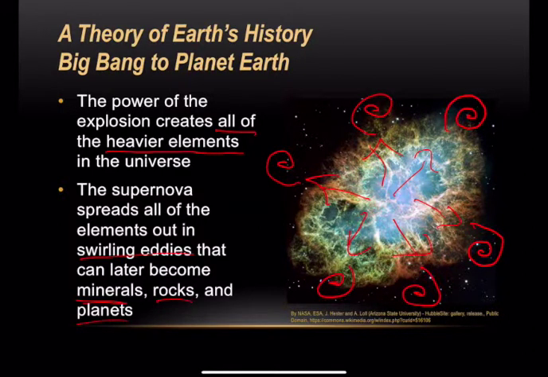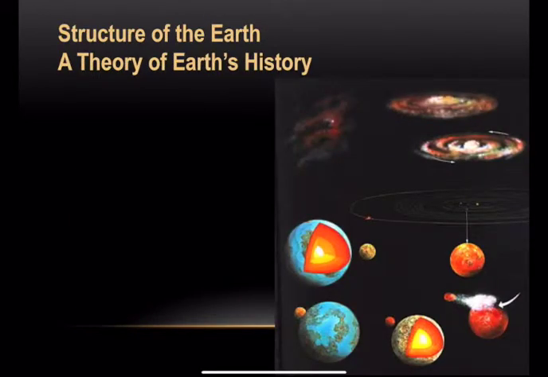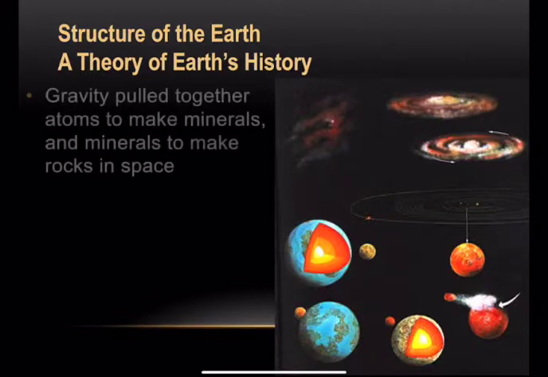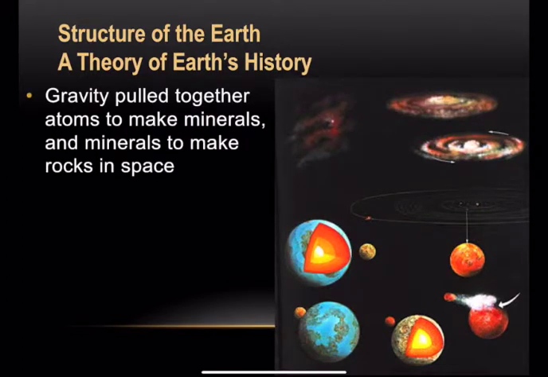So this is the creation of the elements, right? The elements are being created in the death of a star, and they're being pushed out into the universe in swirling eddies. From that point, we can start to talk about the formation of the Earth. We could talk about the formation of the solar system. I'm going to skip that. But as these swirling eddies are going, we do get a new star. That's our sun. And gravity is also going to create a pull to pull together these minerals into rocky planets.